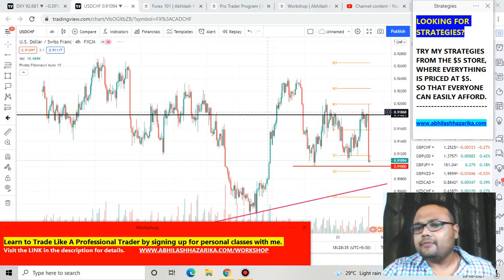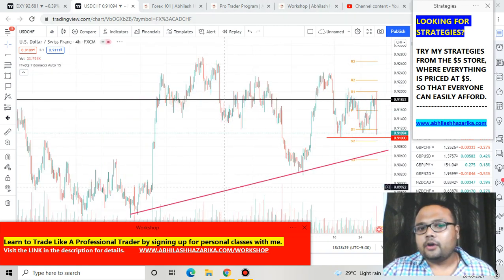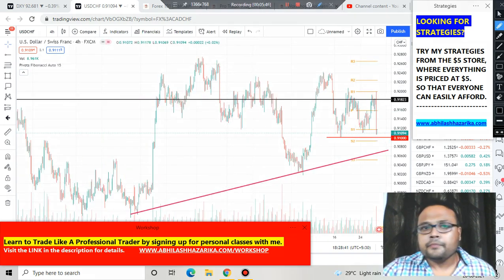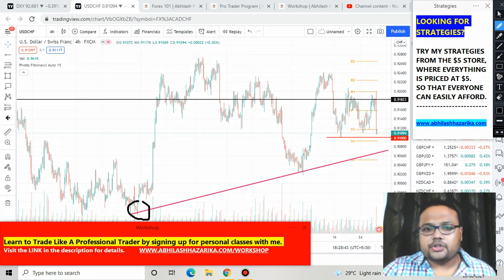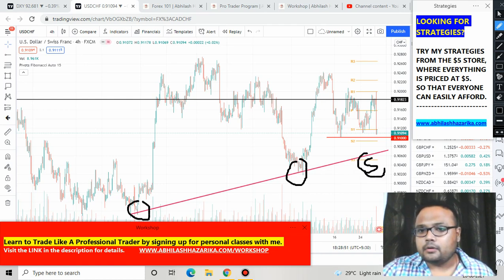But right now you can see that the market is trading here, and apart from this resistance level, we have a support in the form of a trend line here. You can see that after joining these two price levels, we have a trend line on the chart of USDCHF. Apart from this trend line, we also have a temporary support. So this is support 1, and this trend line is support 2.